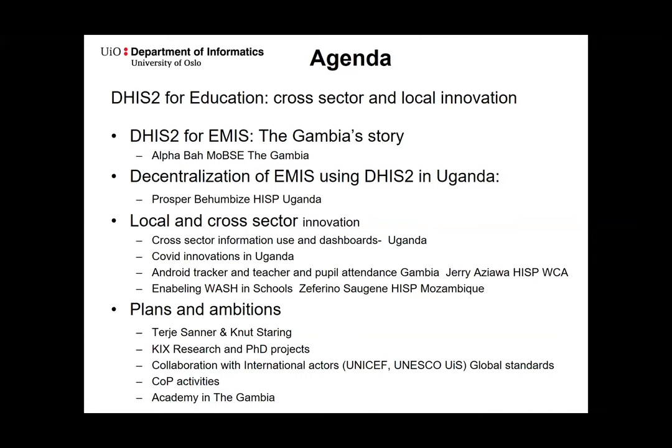And then we have Prosper Bimbisi from HISP Uganda, talking about decentralization of EMIS using DHIS2 in Uganda, having somewhat a different approach than the Gambian story, which is very top-down, very led by the ministry. DHIS2 in Uganda is more decentralized through the districts. That's a very, very interesting story.